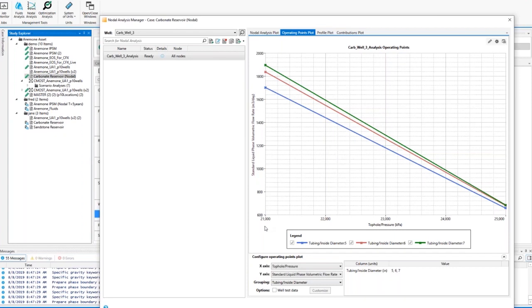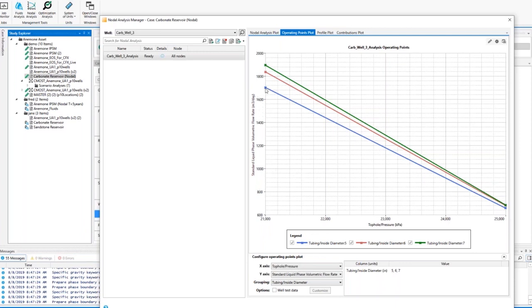So here I've grouped everything on one plot. The y-axis is liquid rate and the x-axis is the top hole pressure. And you can see when the top hole pressure is small, you have a big rate, and when the top hole pressure is big, you have small rate, which is intuitive.